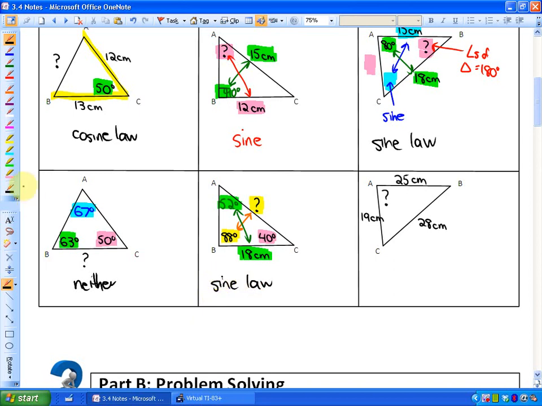And the last question. In this question, we are given the lengths of all 3 sides. In this case, we know that would be the cosine law, because the cosine law is used when we know all 3 sides of a triangle and we're asked to find an angle.